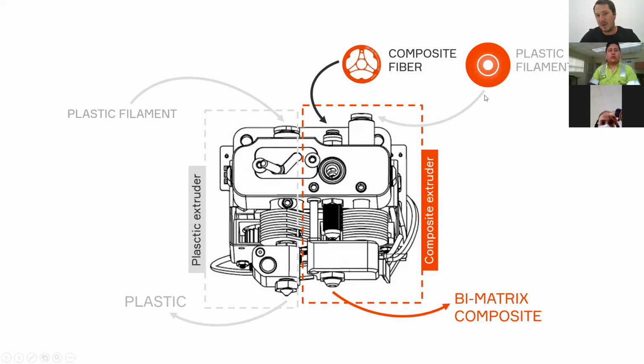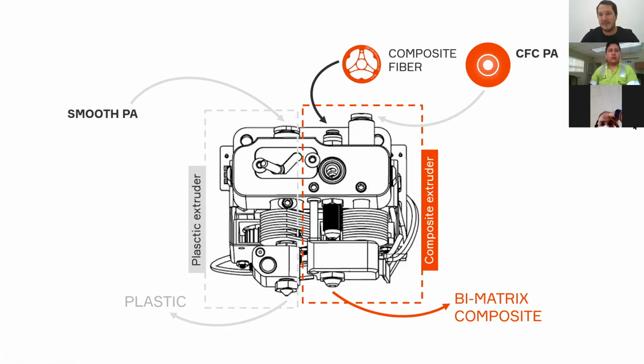And another plastic filament is needed for the co-extrusion nozzle to print high strength and high stiff composite material together with reinforcing fiber. So Composer is an open system where you can use different types of plastic filaments for either plastic extruder or composite extruder.